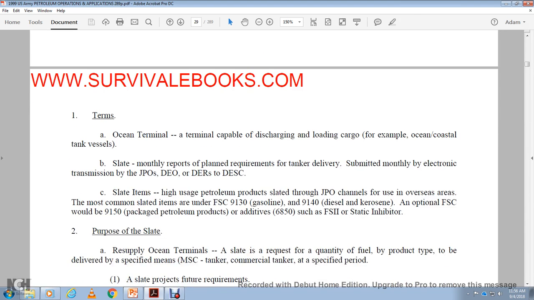The slate items most highly used with the petroleum product slate, through the joint petroleum office channel with the overseas area, are most commonly slated with federal supply code 9130 gasoline, 9140 diesel and kerosene, and optionally federal supply code 9150 packaged petroleum products, and additives such as 68050, for example FS2 static inhibitor.